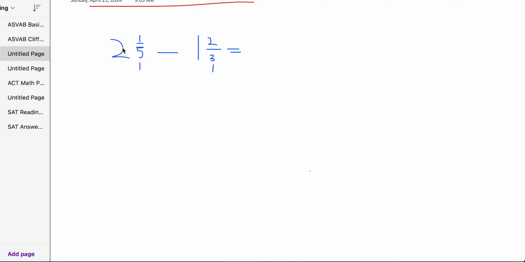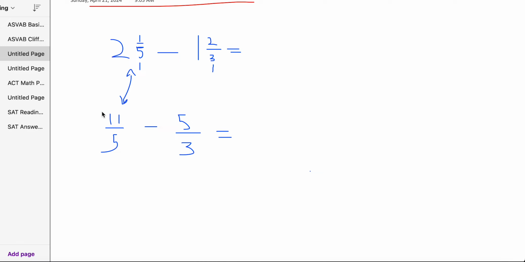To convert this into a proper fraction, we take this 2, multiply by 5, and then add 1. So that's 10 plus 1, which is 11. That's the conversion from improper to proper fraction for the first one. Then we do the same here: we take this 1, multiply by 3, and add the 2. So 3 plus 2 is 5, divided by 3.